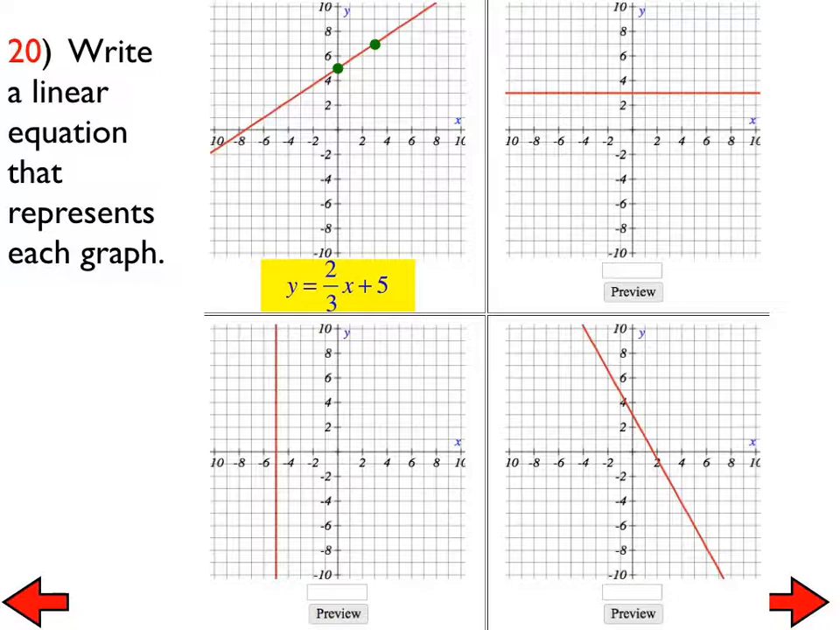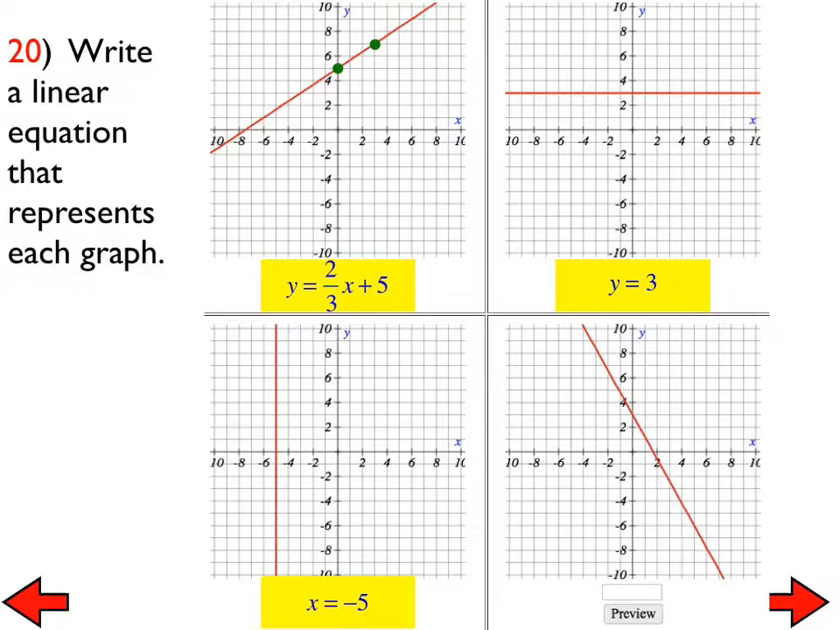All right, let's go to the upper right-hand corner. Tommy? Y equals 3. It is y equals 3. Good. How about the lower left-hand corner? Juan? I've got x equals negative 5. X equals negative 5. Very good. And how about the last one there?